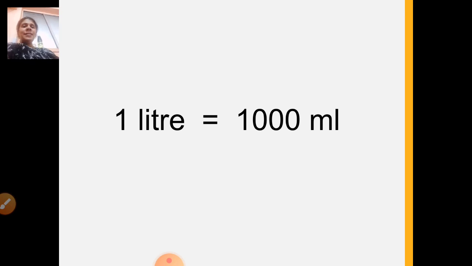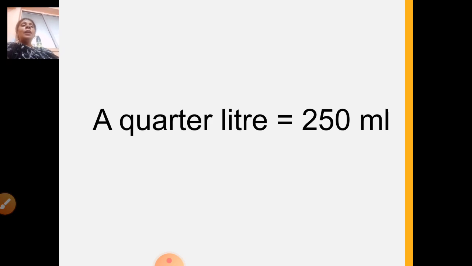1 liter is 1000 ml. 1000 ml is equal to 1 liter. 1 liter is equal to 1000 ml. Then a quarter liter is equal to, you will tell me the answer now. 250 ml. A quarter liter is equal to 250 ml.